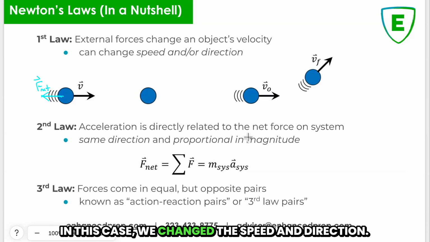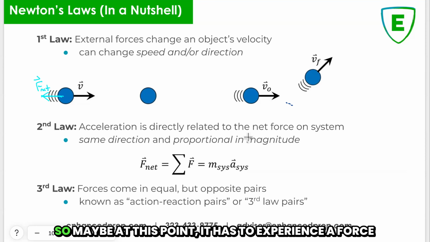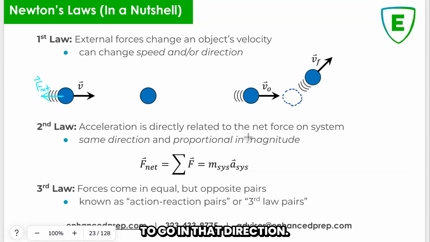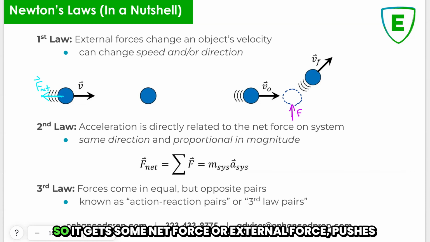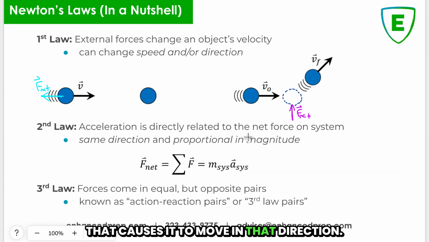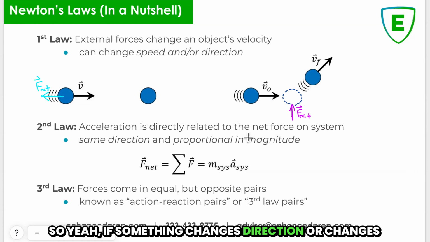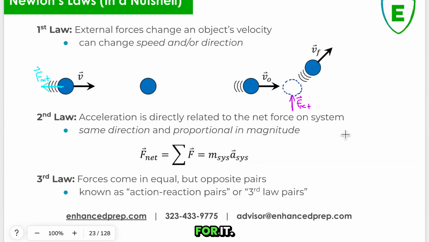In this case, we changed the speed and direction. So if I had to take a guess here, let me draw another ball. So maybe at this point, it has to experience a force to go in that direction. Maybe the force just entirely in the y direction. So it gets some net force or external force, pushes it upward, that causes it to move in that direction. So yeah, if something changes direction or changes speed, likely going to be a force that's responsible for it.